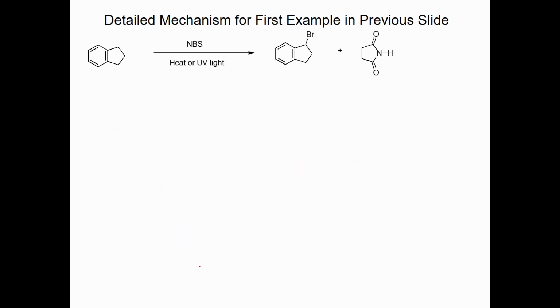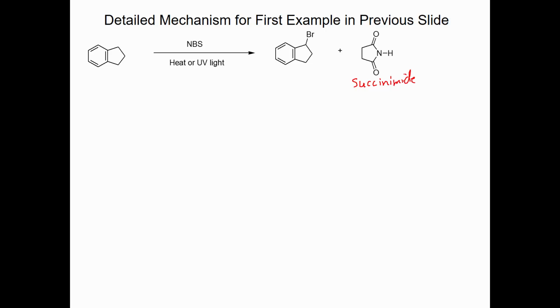Okay, all right, let's just write a detailed mechanism for the first one, since we haven't written a mechanism in a benzylic system. All right, so this is the reaction we're going to look at. We have our starting material, NBS, going to the benzylic bromide, and the byproduct from N-bromosuccinimide is just the succinimide.